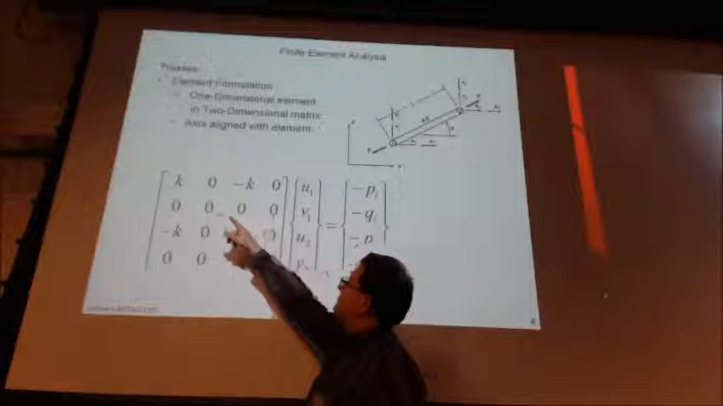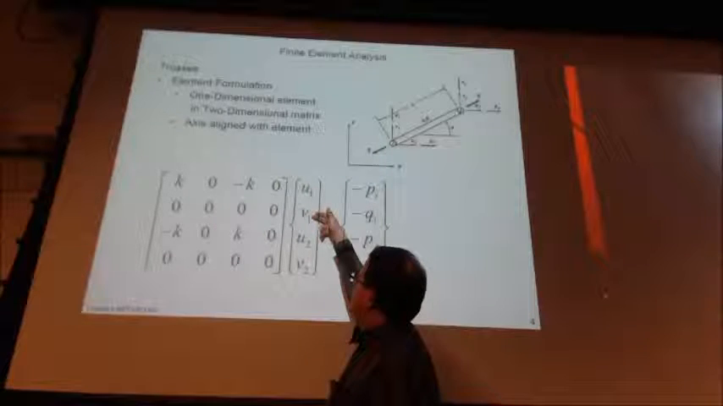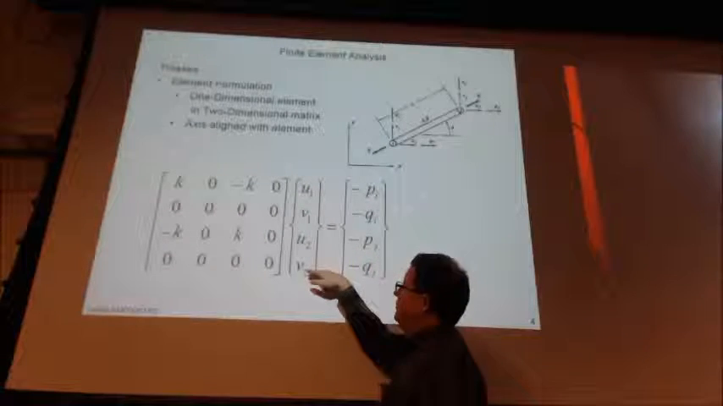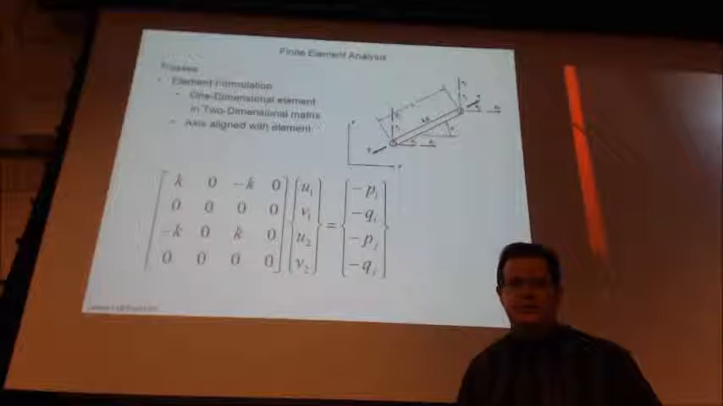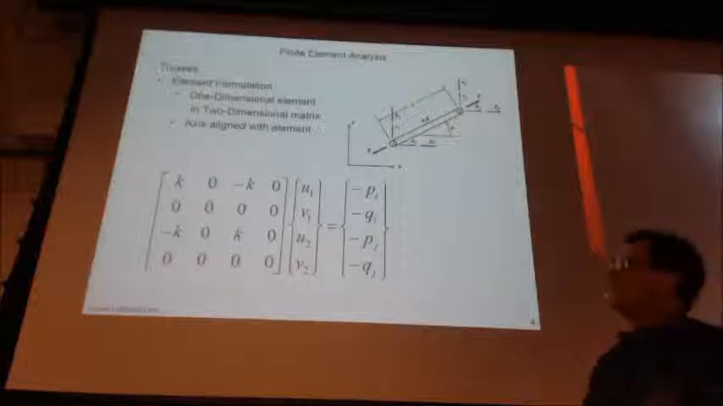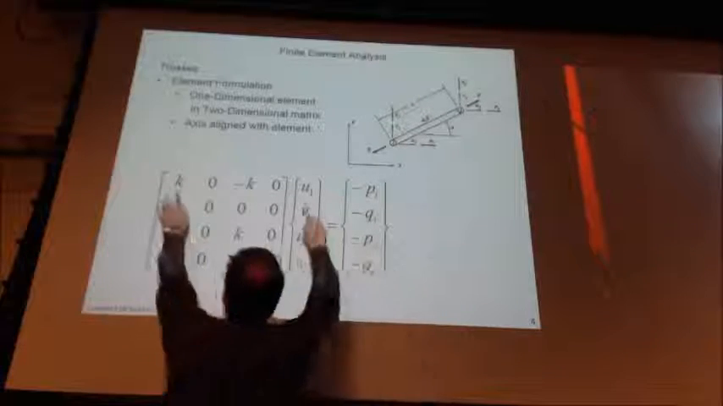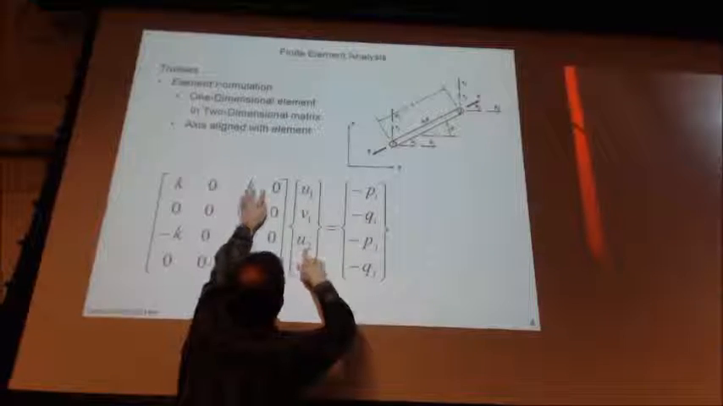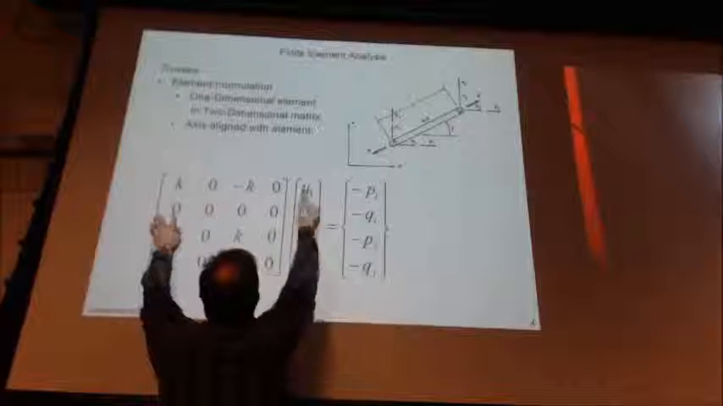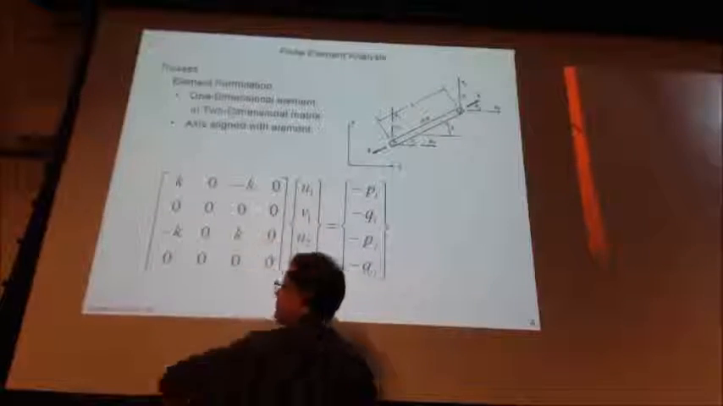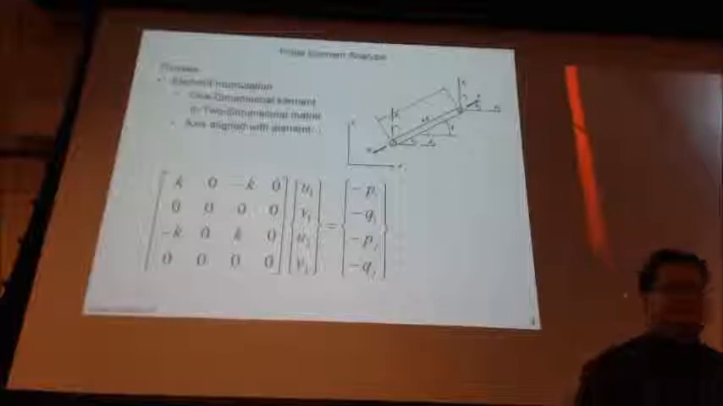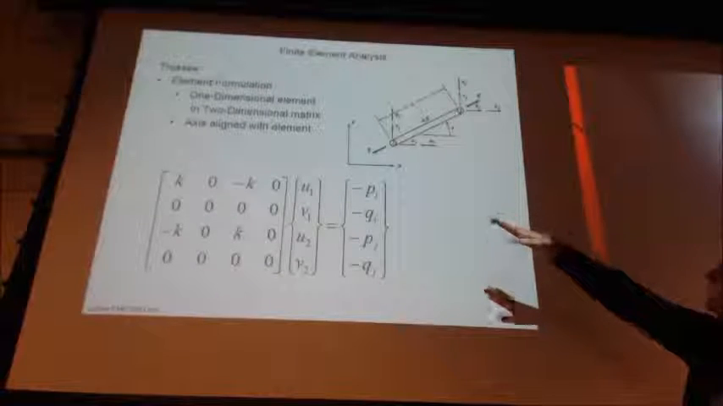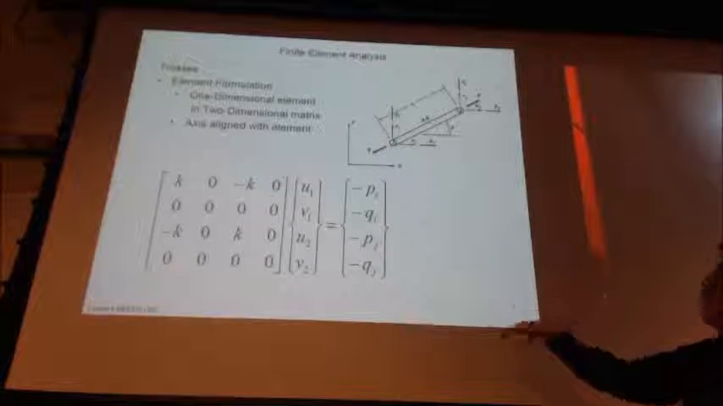So our X and Y for node 1, X and Y for node 2, and then our forces in those directions on that, right? Because we're doing K times U1, 0, K times U2, 0. These are all going to be zeros, right? For one end versus the other end.